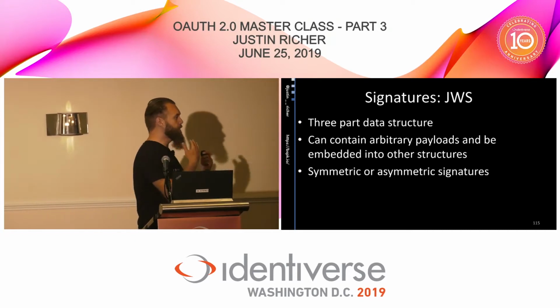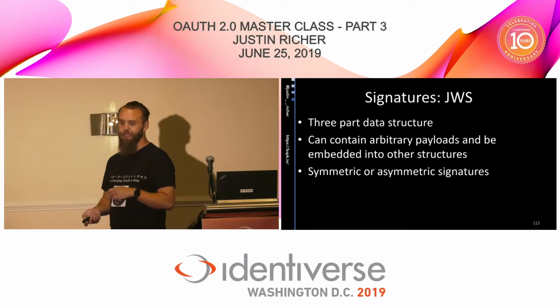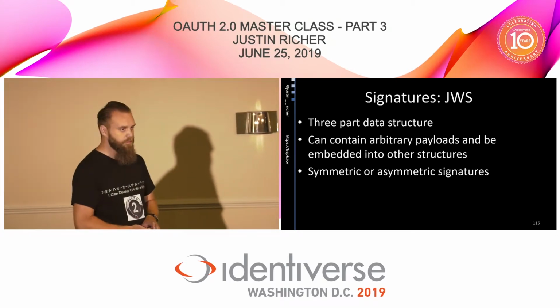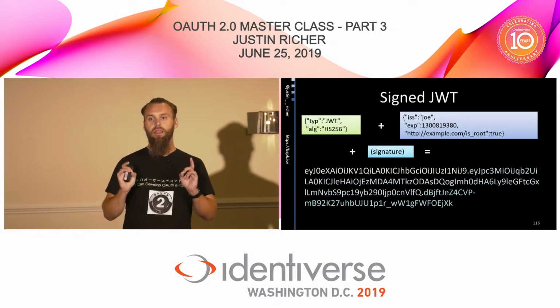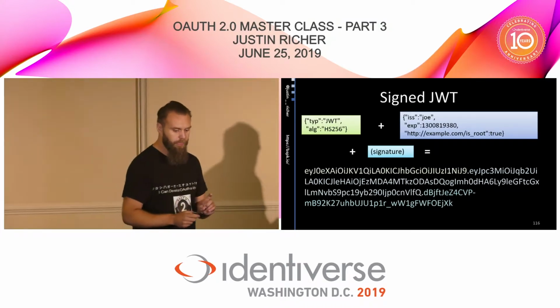That brings us to JSON Web Signatures, part of the Jose suite. This is a three-part data structure of a header, a payload, and a signature. And that payload can be arbitrary. This, however, is an example of a signed JSON Web Token.